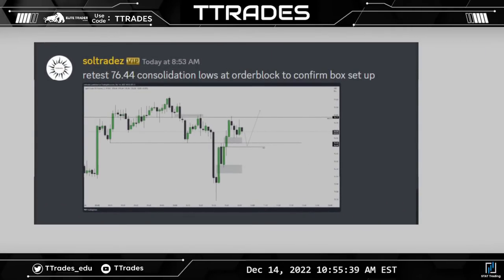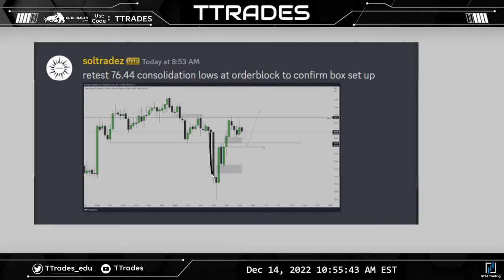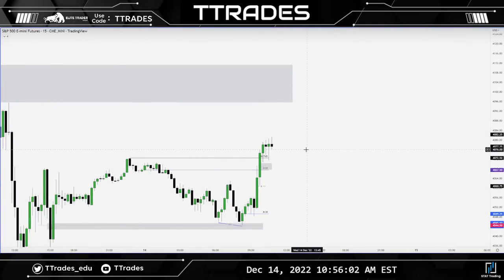Consolidation, right? Doesn't really matter so much the consolidation as the aggressive move out and back in. So aggressive move out with the fair value gap, reach back in. So he's looking for a retest of these previous lows and or this order block to get long, right? And that's how you get your little boom, boom, boom, right? Box set up. So that is what he was just saying in chat. So gotta shout him out.